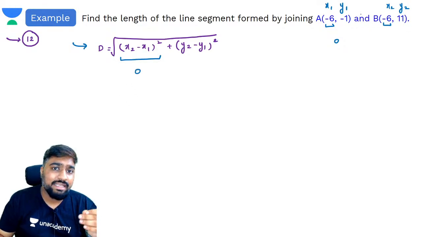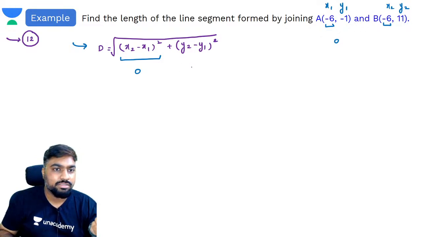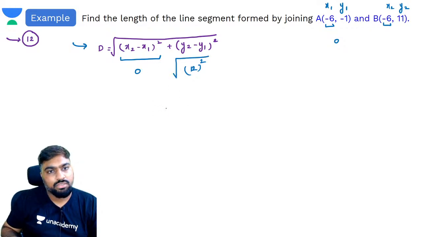And 11 से लेके -1 का क्या डिफरेंस रहेगा? 11 minus of -1 is 12. This is 12 square. 12 square plus 0 square is 12 square. Root of 12 square is what? 12. So the distance between the points A and B is what? 12 units.